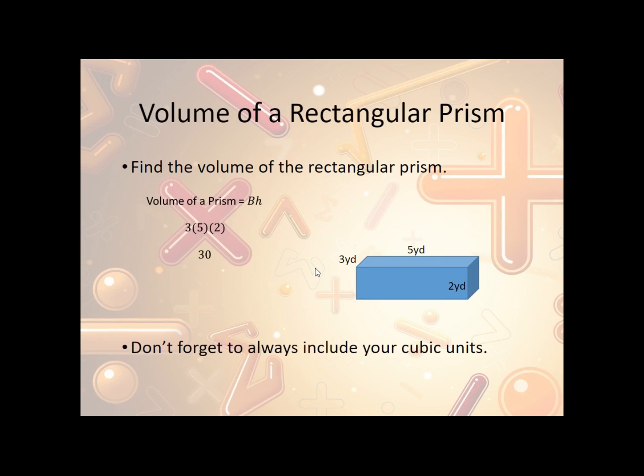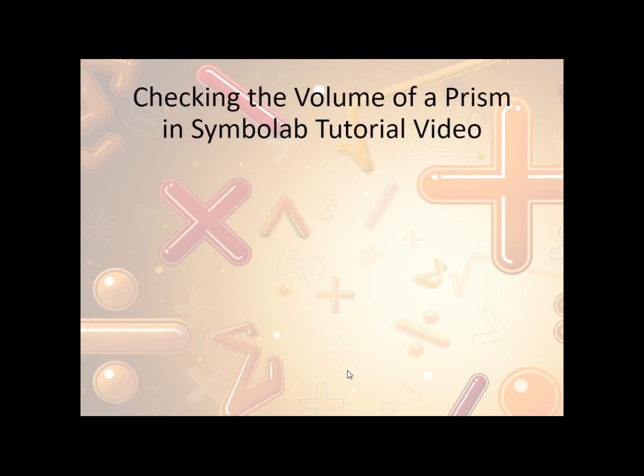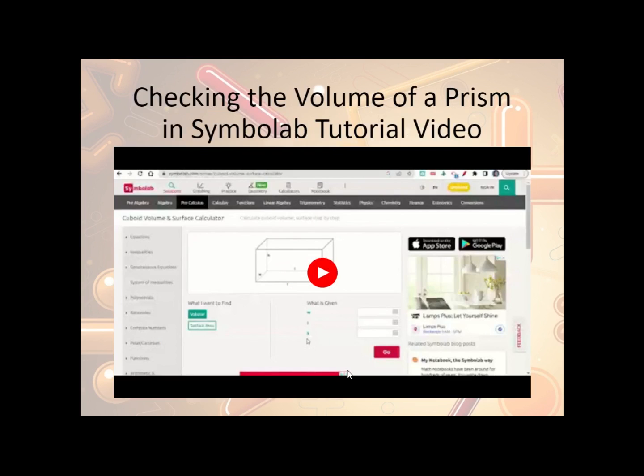Again, don't forget your units. So our units in this case would be yards, and it's volume, so it would be yards cubed. So this is 30 yards cubed. Now there's a video here that you can watch that shows you how to check your work when finding the volume of a prism in Symbolab. So go ahead and watch that video now.